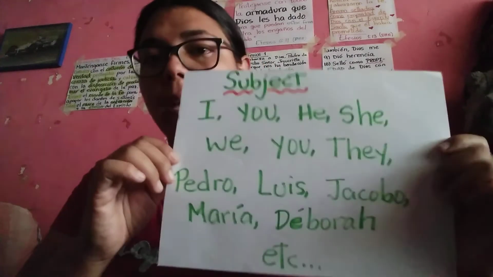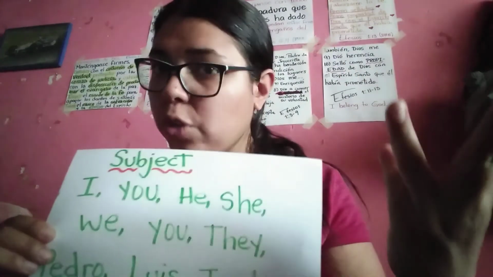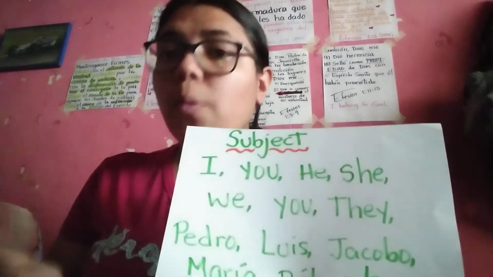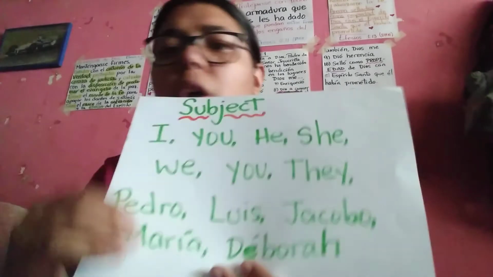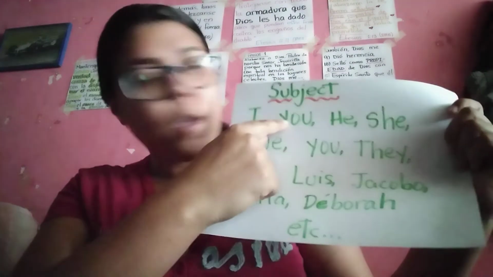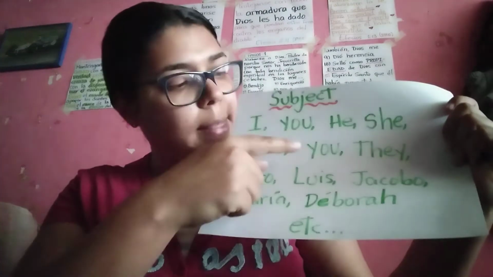It says subjects, right? Remember that every sentence, no matter what kind of grammar I'm working with, whether it's present, past, or future, my sentences always carry a subject. So we're going to work with the personal pronouns, but also we can work with proper names like Aura, like Pedro, like Jacobo, like Luis, Maria, Meg. So here we have the subjects. We have the personal pronouns I, you, he, she, we, you. Remember this you is for plural, right? This is singular and this is plural.